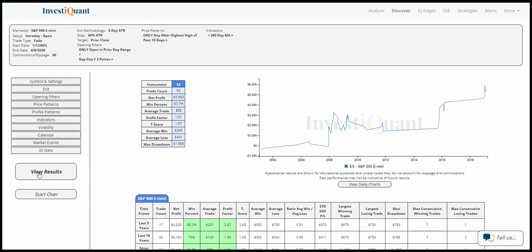Here we go. These are the results of fading a gap inside the prior day range of at least 3 points when the prior day made the highest high of the past 10 days but was under the 200-day moving average. This is using a stop of 40% of the 5-day ATR and targeting prior close. So 62 samples here. Win rate coming in about 68%. And overall stats not looking too bad. Equity curve a little choppy, but choppy in the right direction. So may not be a bad intraday setup.